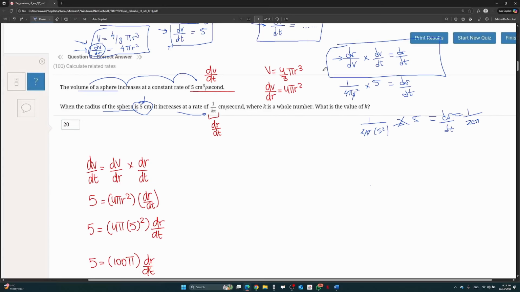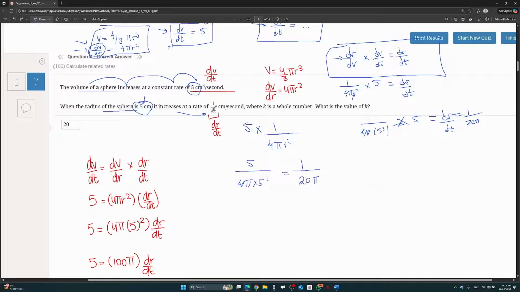Now another way to solve this, if you see this in your exam, a nice shortcut to do is always use this. The answer will always be whatever you get here times 1 over 4 pi r squared. Okay, so it's going to be 5 over 4 pi times 5 squared, which is 1 over 20 pi.